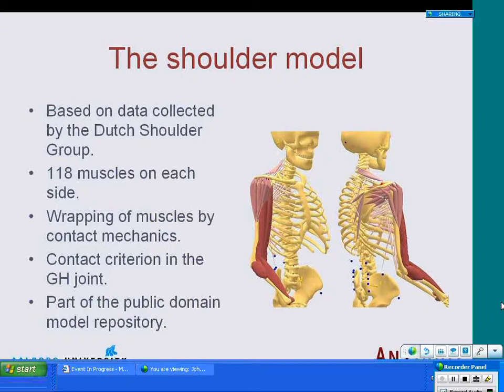I should also say that this shoulder model is a part of the public domain model repository that we have on the AnyBody Research Project's homepage at anybody.aau.dk, and I will list that homepage a little later in the presentation. On the right-hand side, you can see the different views of the shoulder model, and in the next slides, I will present a slightly more detailed presentation of this model.